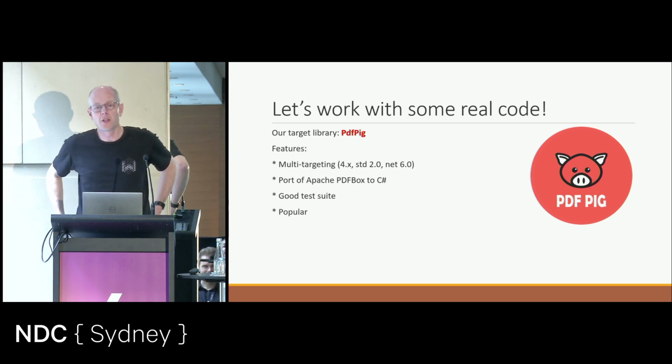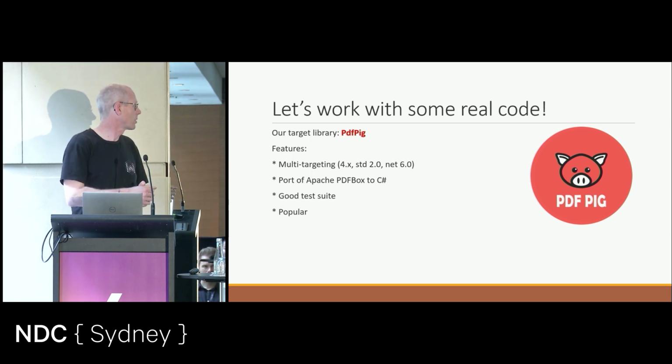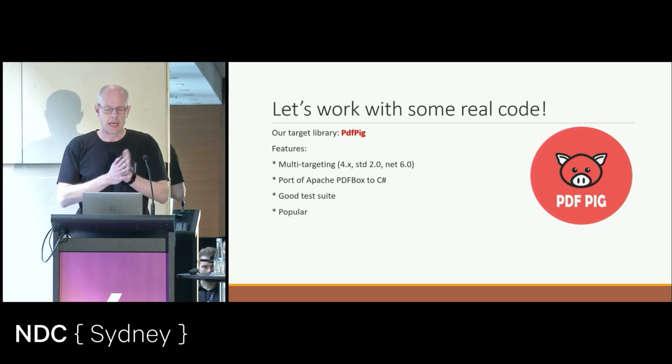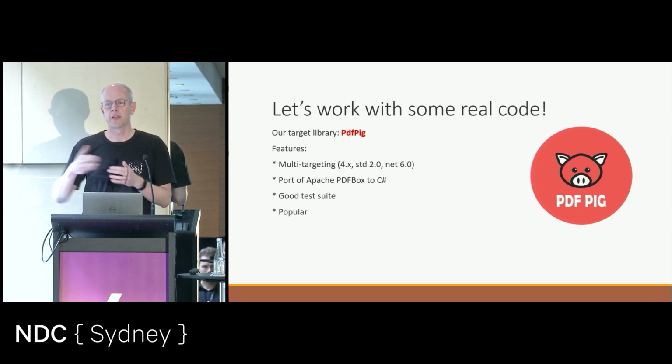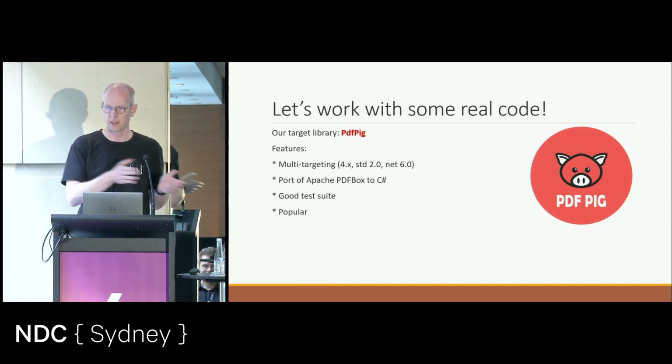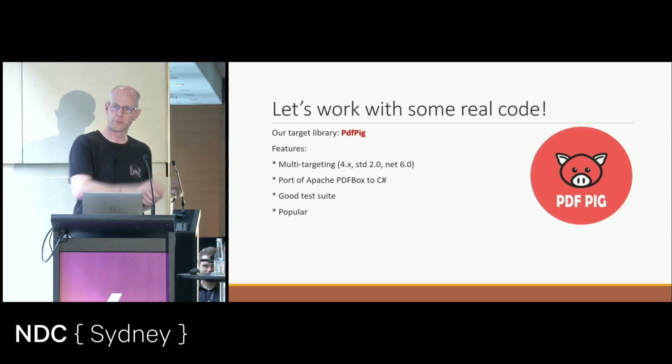PDFpig is a pretty popular library. It's a port of Apache PDFBox, as you can see. I'm using version 0.7 because the team that maintains PDFpig has done their own performance improvements. So I didn't want to take something that was already well optimized and then try and improve that. I wanted to cheat and make it easier for myself. So I've gone back to a previous version.